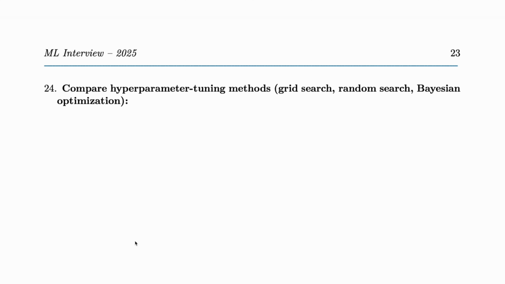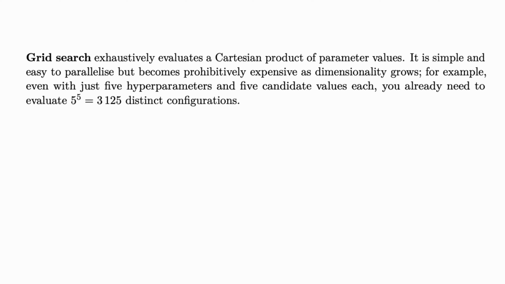Basically, it asks the candidate to compare hyperparameter tuning methods, especially grid search, random search, and Bayesian optimization. So let's start with grid search. Likely you've already used it. For example, let's say you start using machine learning. You do machine learning with scikit-learn, for example. You try a few hyperparameters for your algorithm.